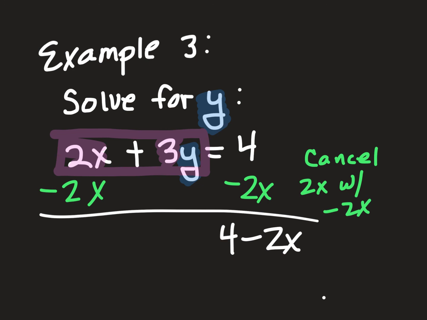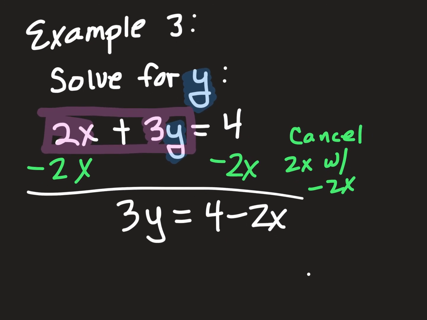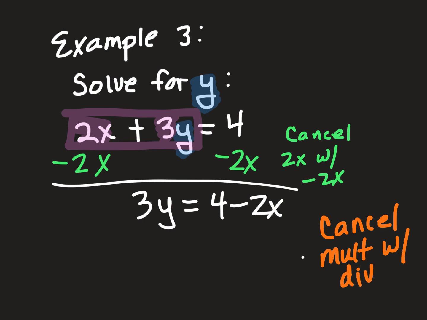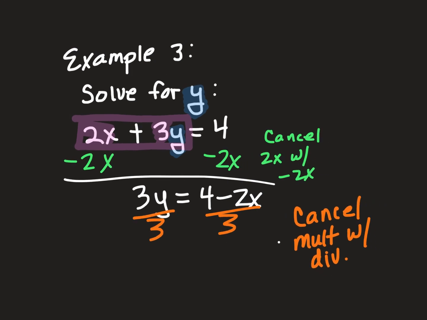So now that I got rid of the 2x, I'm going to bring down that 3y. And what is the 3 doing sitting there next to the y? What does that mean? Multiplication. How do I cancel out multiplication? Division. So I personally think the easiest thing is to do it, and this is how you'll see most teachers do it. You'll make it like a big fraction kind of over to the side.